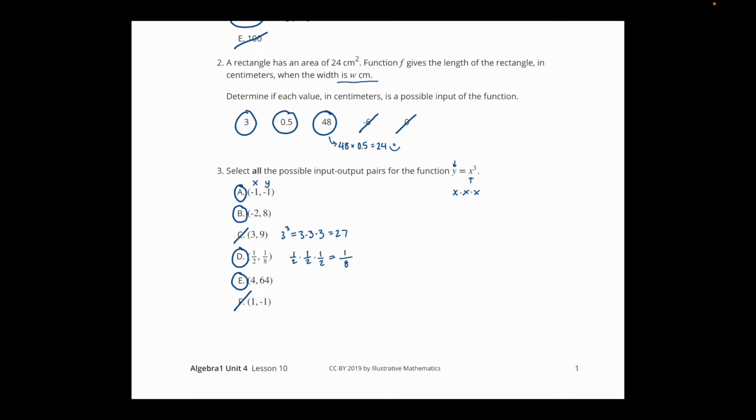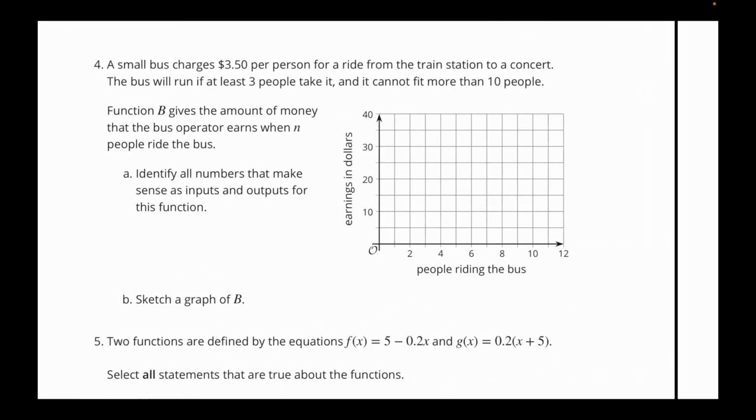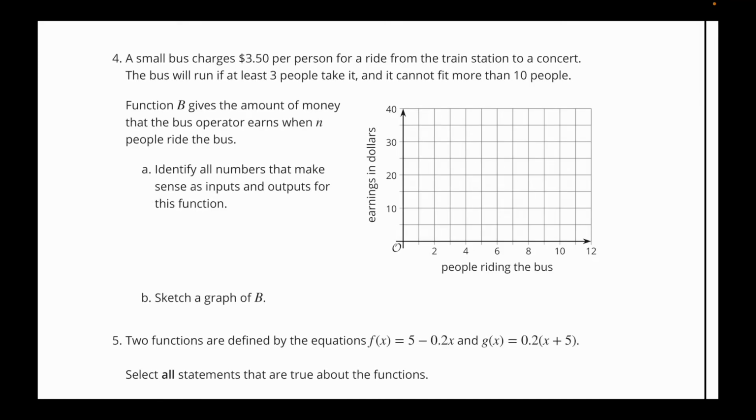And so let's move on to the next page. We're going to look here at a small bus that is charging $3.50 per person for a ride from the train station to a concert. So I'm seeing $3.50 per person. That might be relevant. It cannot fit more than 10 people. So 10 people is the limit, and it will run if at least 3 people take it. So it has a lower limit and an upper limit.